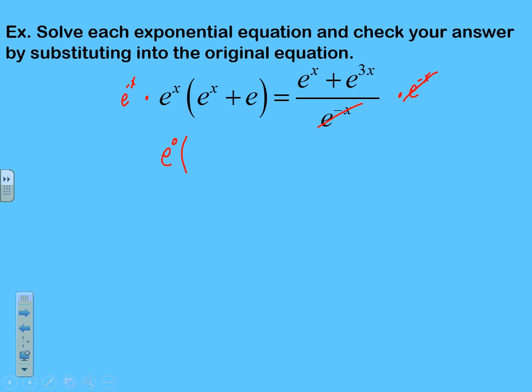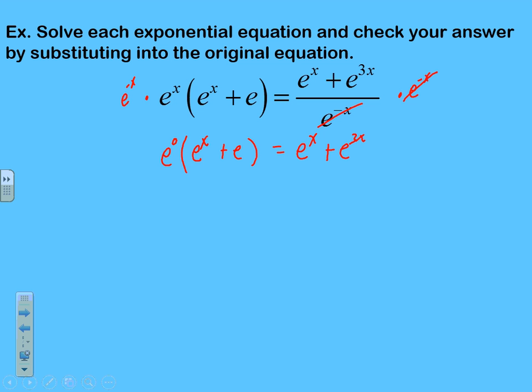So the only thing I'm changing after I multiplied e to the negative x power on both sides is that on the left side of the equal sign, I get e to the 0 power, and on the right side, the e to the negative x in the top and e to the negative x in the bottom just simplify to be 1. So I have e to the 0 power times the quantity e to the x power plus e equals e to the x power plus e to the 3x power.